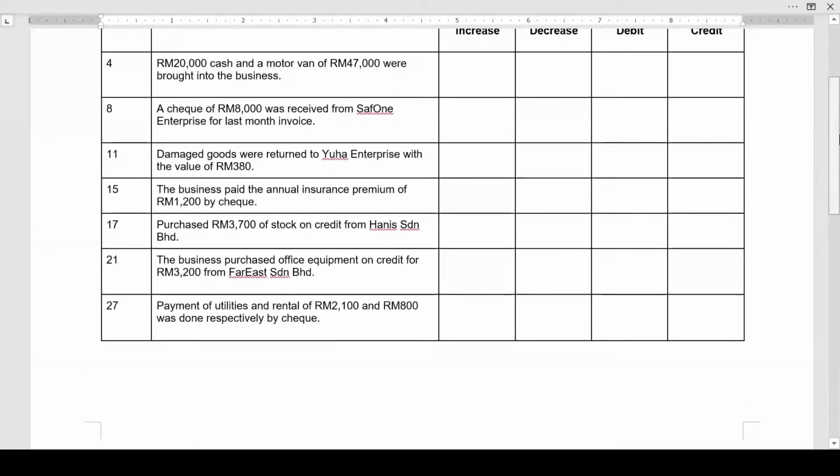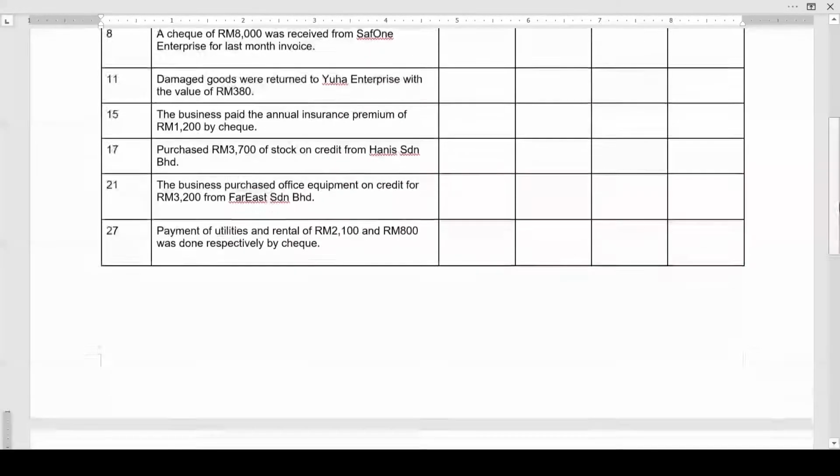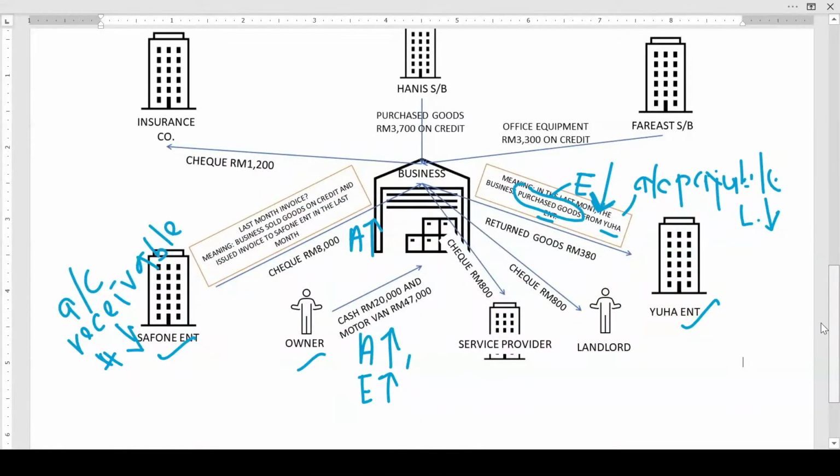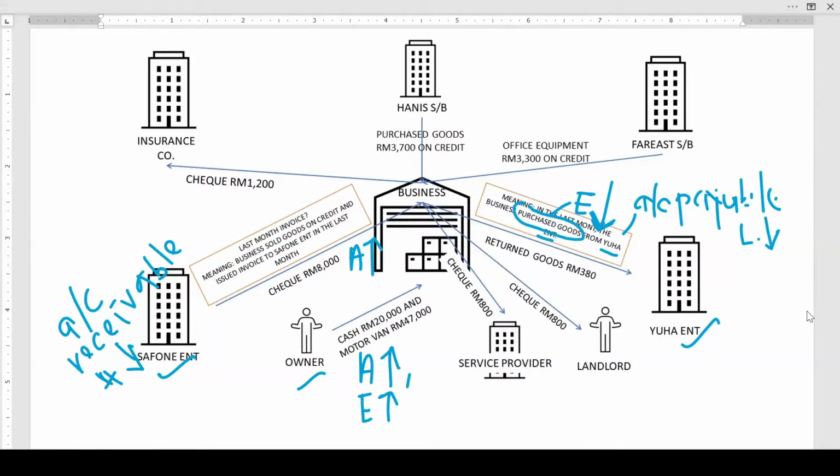So the next transaction is the business paid the annual insurance premium of 1,200 by check. So the business made a payment to the insurance company for the insurance premium. What happened when the business takes out the money and pays the insurance company? What happened to our cash? Cash reduced. What happened to the asset? Asset will also be reduced. For what purpose is this asset reduced? Because we are paying for the insurance.